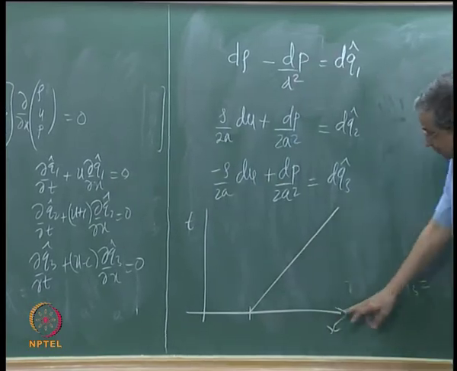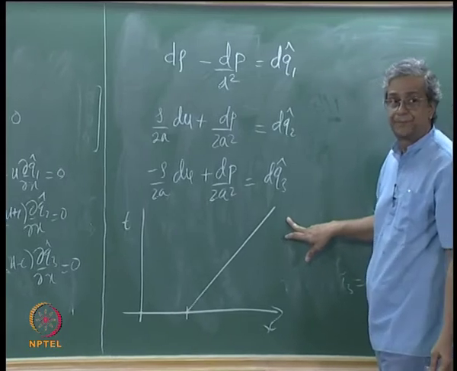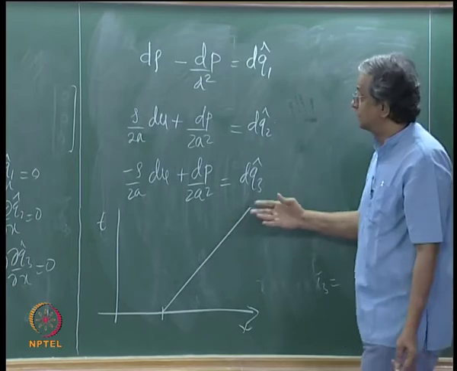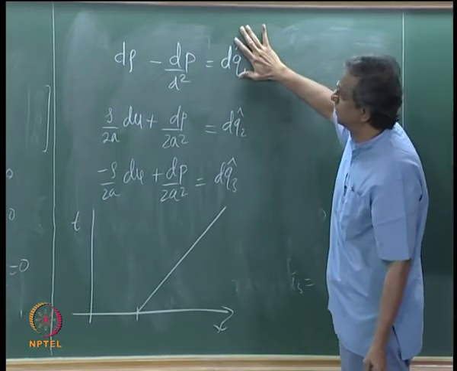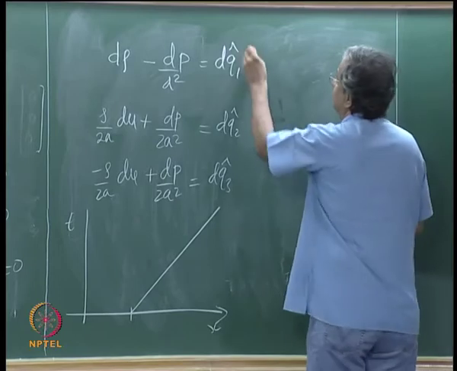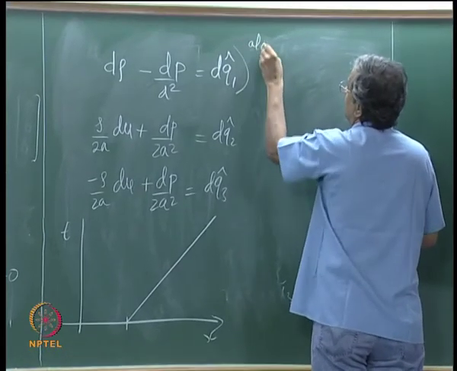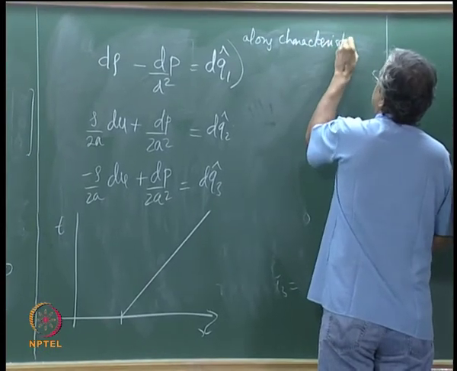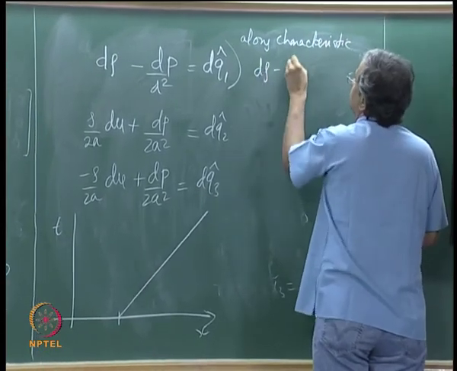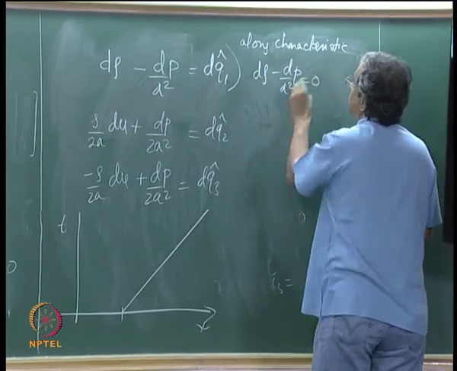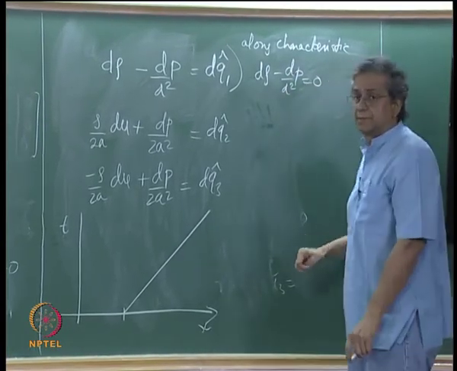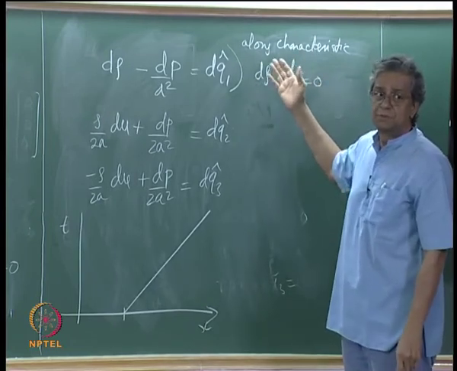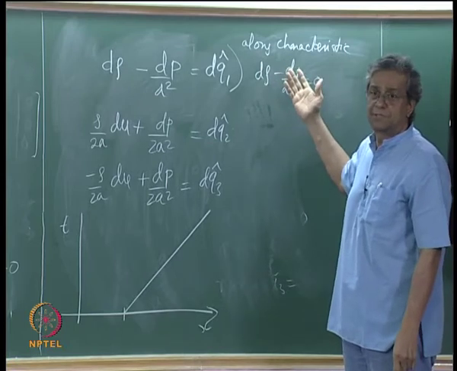So q1 hat is constant along this. That means along this line dq1 is 0, along this line dq1 is 0. Along the characteristic, d rho minus dp by a squared equals 0, that is, dp by d rho equals a squared, that is the definition. When is dp by d rho equal to a squared?